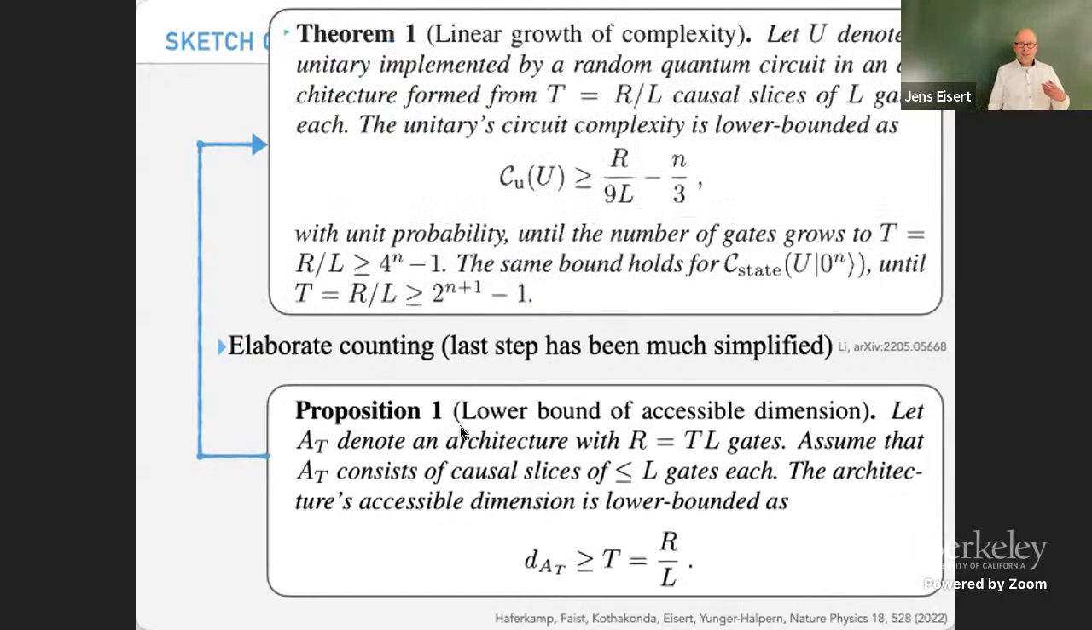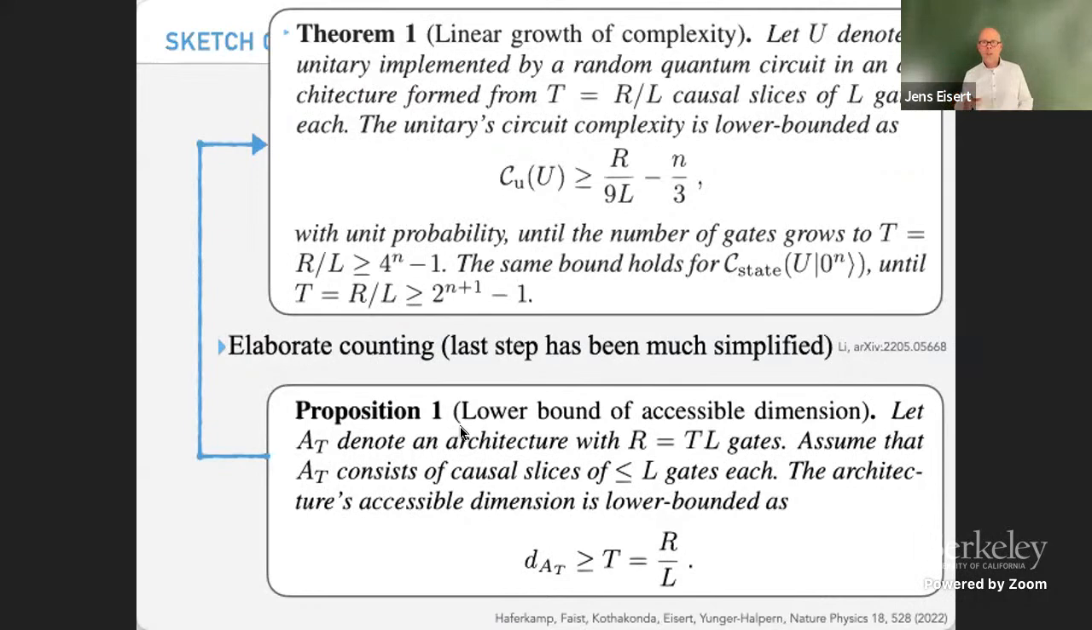There is a linear growth of complexity. So if U is a unitary that's implemented by a random quantum circuit in an architecture that's formed by T, which is like R over L, slices of L gates each, these are the chunks, then the unitary circuit complexity is lower bounded by this quantity here that is linear in R. It grows linearly in the depth with a constant that's not asymptotic, not important. And so it will grow linearly with the complexity.